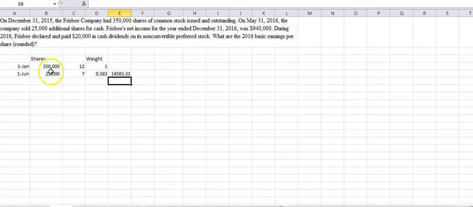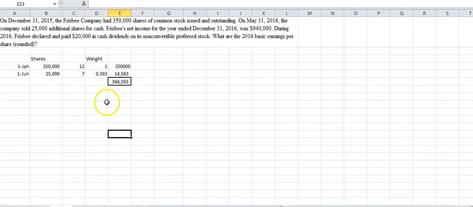And the weighted average balance for a full year would be 14,583. We take this and multiply it times the weight. And of course, it's going to be 350 because it was there the whole year. So the weighted average shares outstanding for the full year for this company was 364,583. Okay, that's very important because you're going to need this number in calculating earnings per share, right?